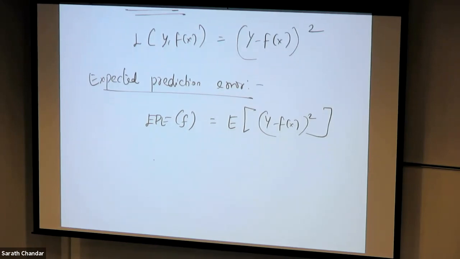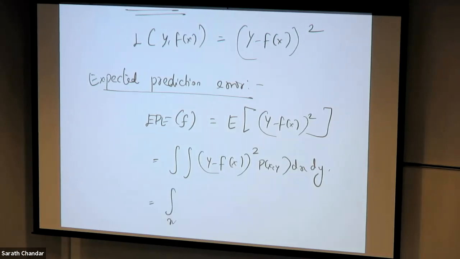So I can just expand this expectation. This is basically the integral of y minus f of x the whole square times p of x comma y dx dy. I am considering both input and output to be real random variables. If they are discrete, you will have summation and things will be similar. Now I can expand p of x comma y. So this becomes the integral over x, integral over y, y minus f of x the whole square, p of y given x dy, p of x dx.